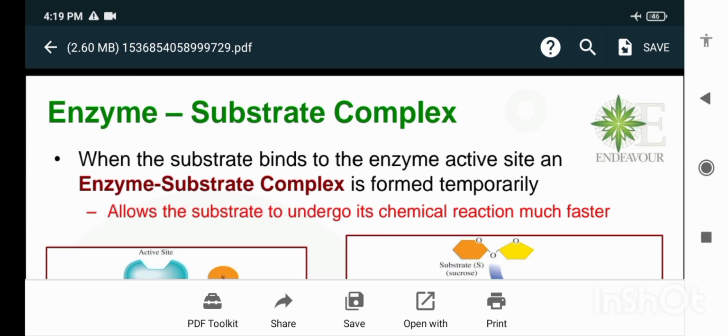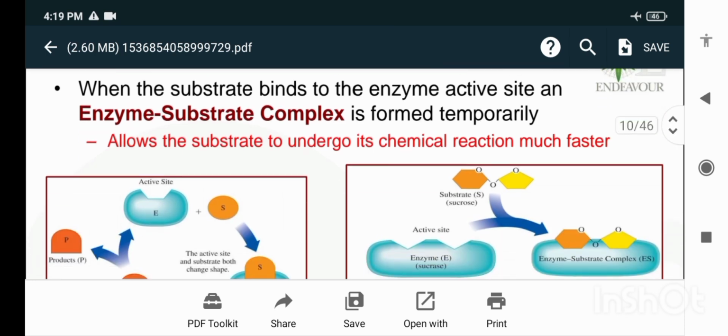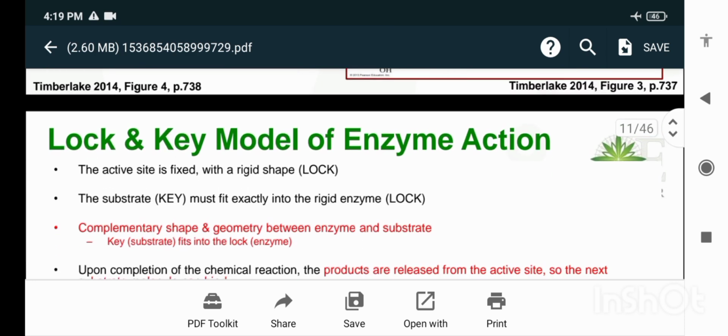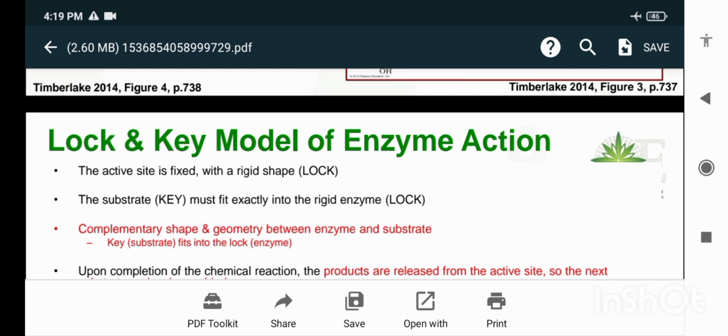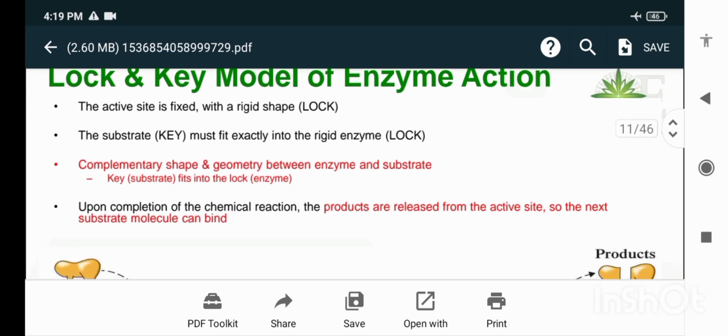When the substrate binds to the enzyme active site, an enzyme-substrate complex is formed temporarily, which allows the substrate to undergo its chemical reactions much faster. Lock and key model of enzyme action: the active site has a fixed, rigid shape, the lock. The substrate, the key, must fit exactly into the rigid enzyme lock. There is complementary shape and geometry between the enzyme and the substrate.